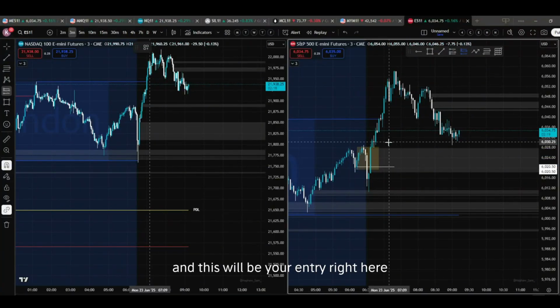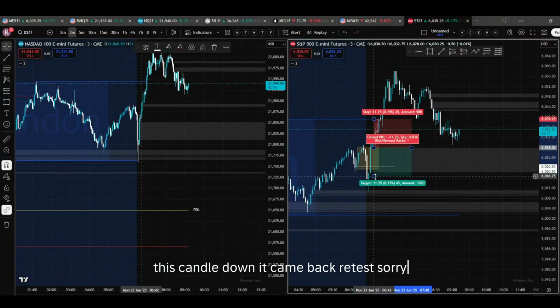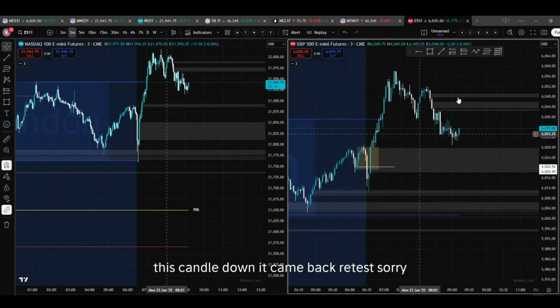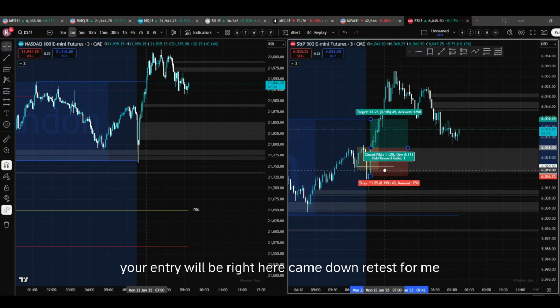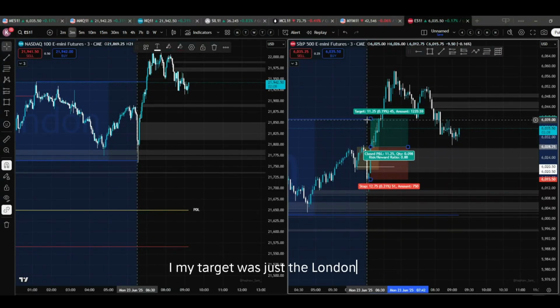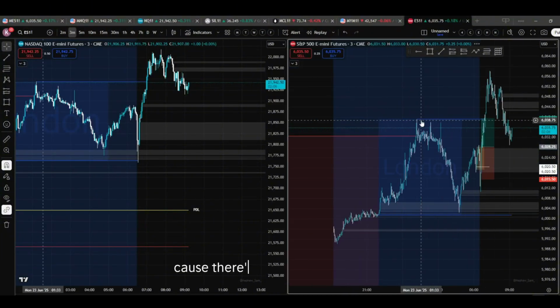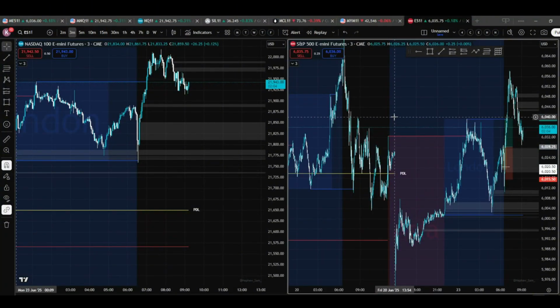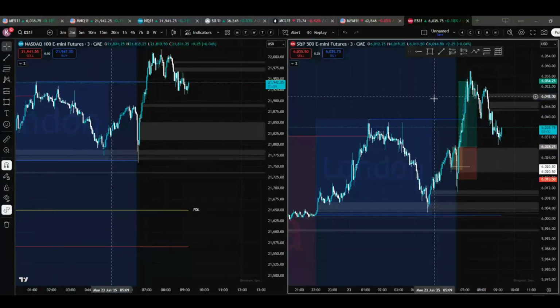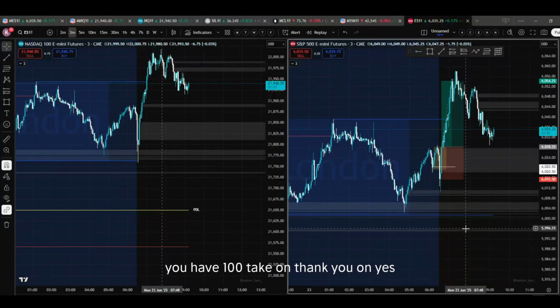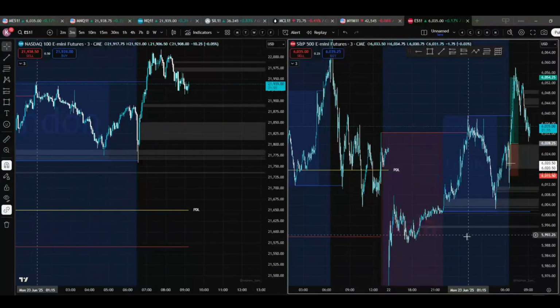And this would be your entry right here. This candle down, it came back, retest. Sorry, wrong one. Your entry would be right here, came down, retest. For me, my target was just the London highs because there's equal highs right here. But then if you just did 2R, you will have 100 pips on NQ, ES.